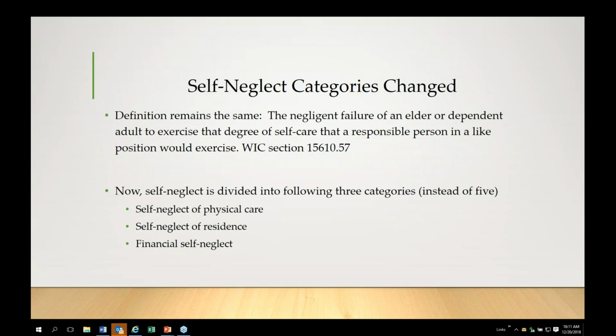One is, are they neglecting their own physical care? And that's going to be the default if you're not sure. So, for example, someone who doesn't go to their doctor's appointments because they don't have enough money to pay the copay would be neglect of physical care, but in that case, it would also be financial self-neglect. So neglect of the person, neglect of the residence, or neglect of finances are the three categories. And the default is always going to be neglect of physical care if you're not sure.